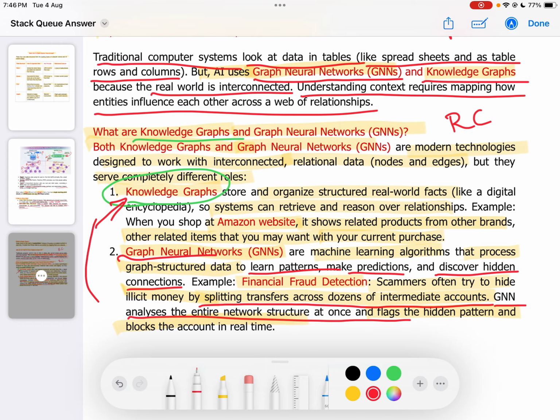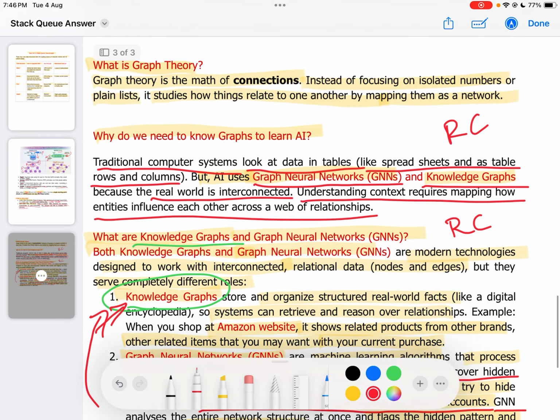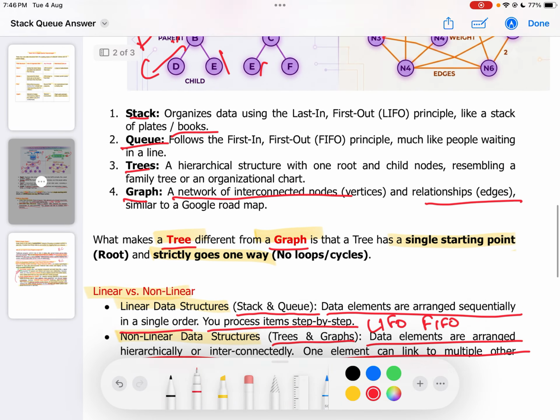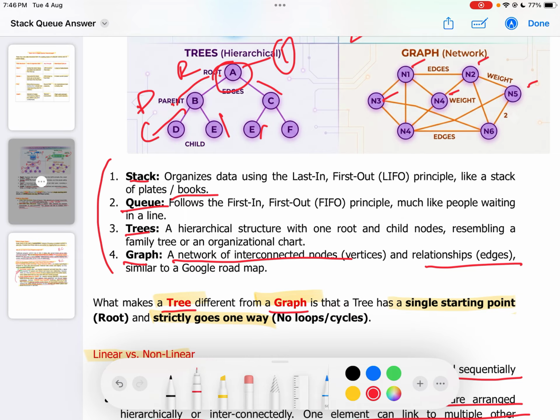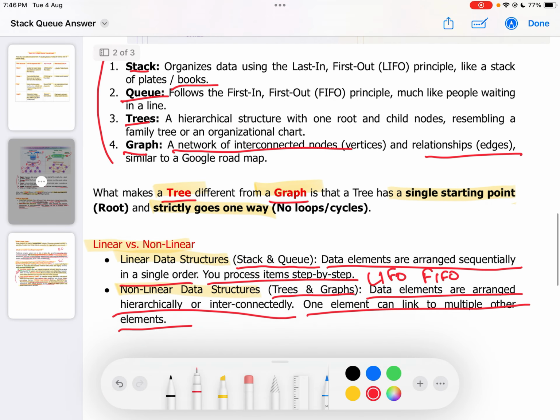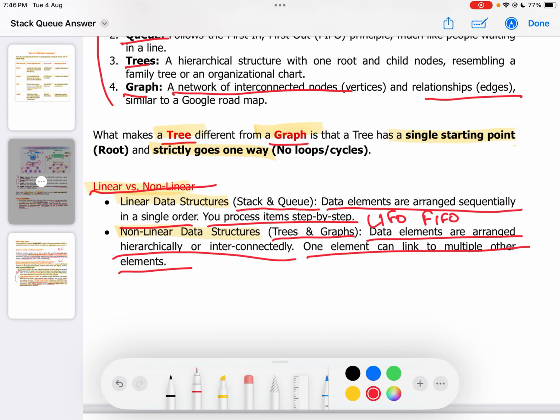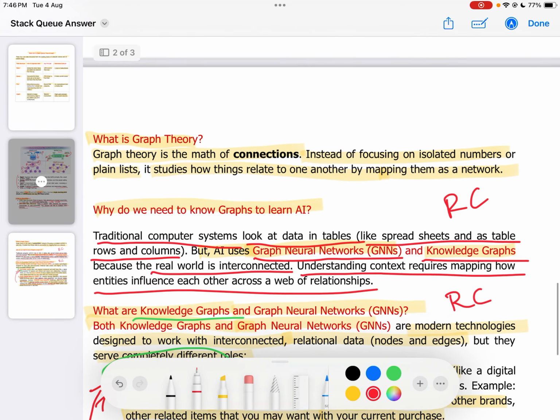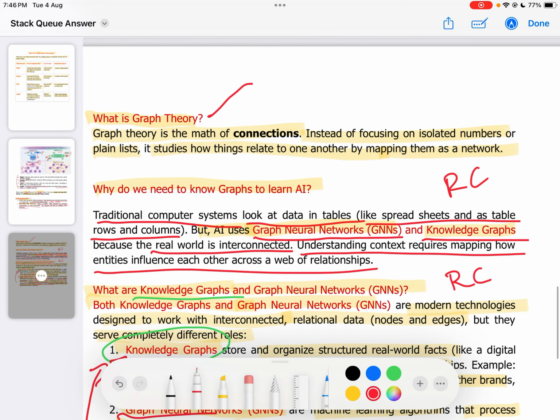A GNN uses a knowledge graph. A knowledge graph is storing and organizing structured data. Hope you understood. Today we have seen four data structures: stack, queue, trees, and graph. Then we saw linear and non-linear. Then what is graph theory? Then why do we need graphs to learn AI? This is the important question. Why do we need to learn graphs?